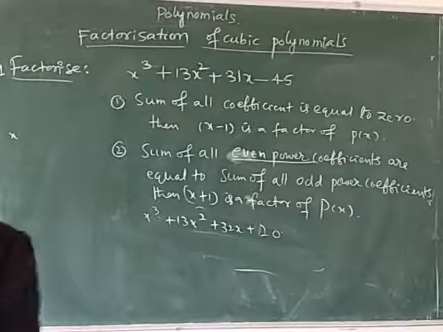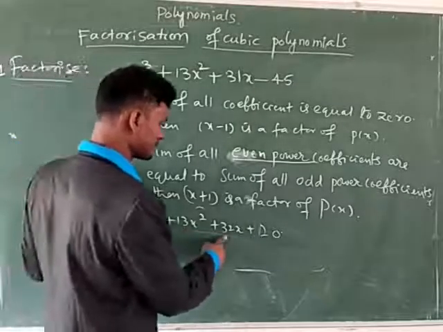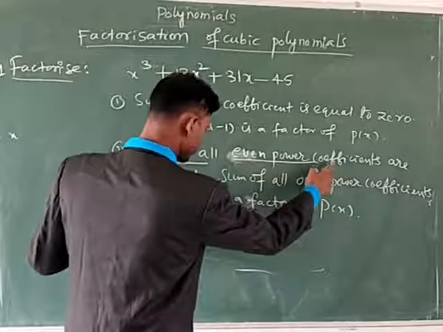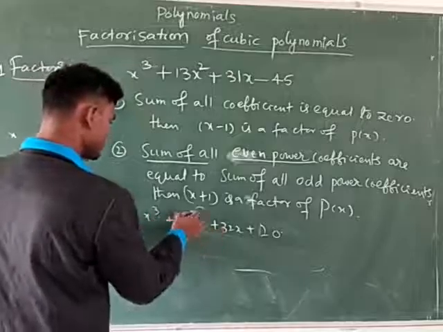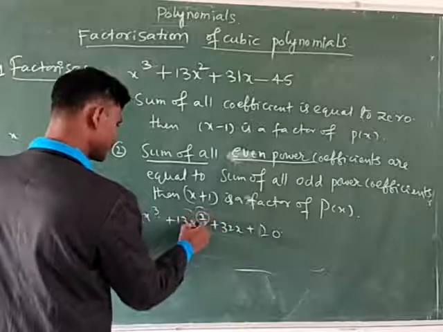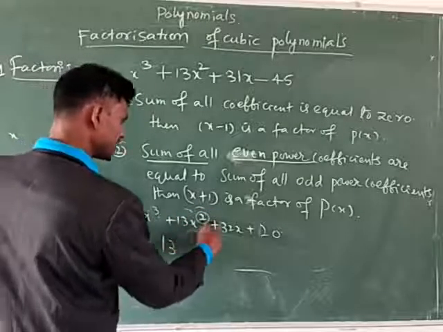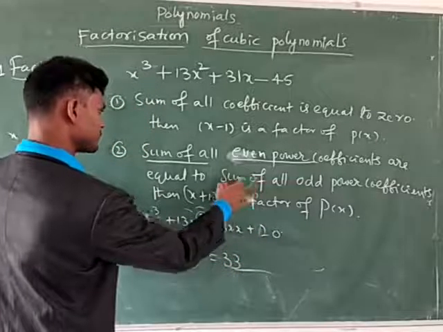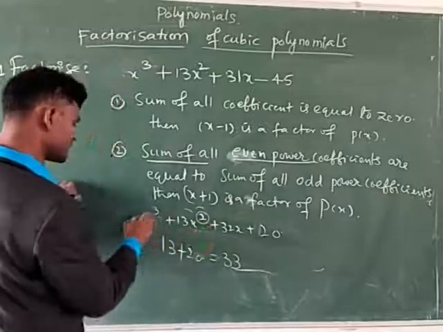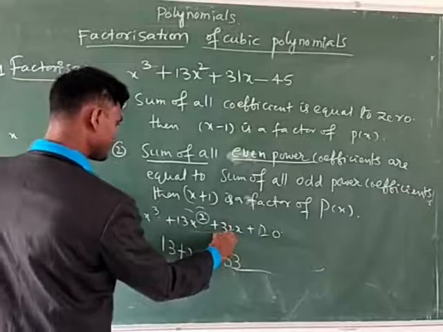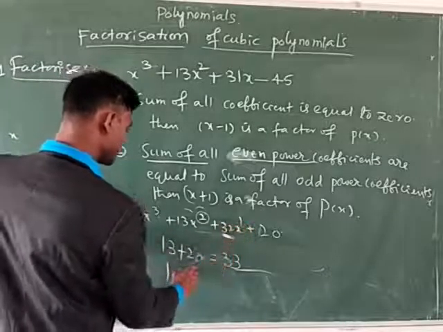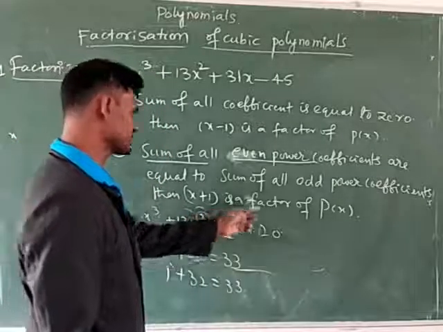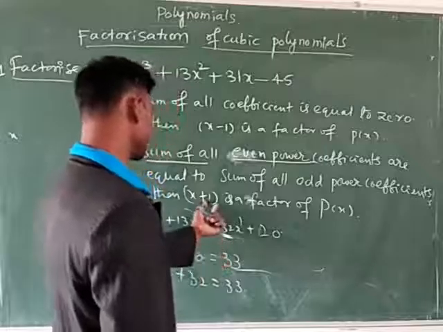See here in this example, x cube plus 13x square plus 32x plus 20. See here now, sum of all even powers. Even powers, where it is here, this is even power. Its coefficient is 13. Next here even power is 20, the sum is equal to 33. Now odd power, sum of all odd powers, this is odd power 1. Next odd power is here power 1, then 32, the sum is equal to 33. Now you have to substitute here: x plus 1 is a factor, this one. Then x is equal to minus 1.